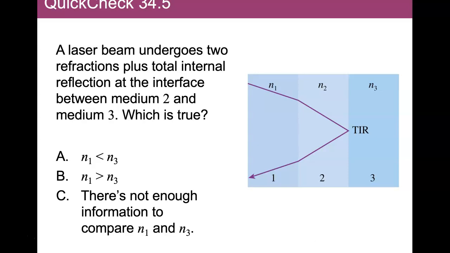All right, so it's incident here. At this interface, it bends away from the normal. At this interface, it doesn't go through. It experiences total internal reflection. Comes back, bends toward the normal, enters medium with N1. Okay, so which one is true?